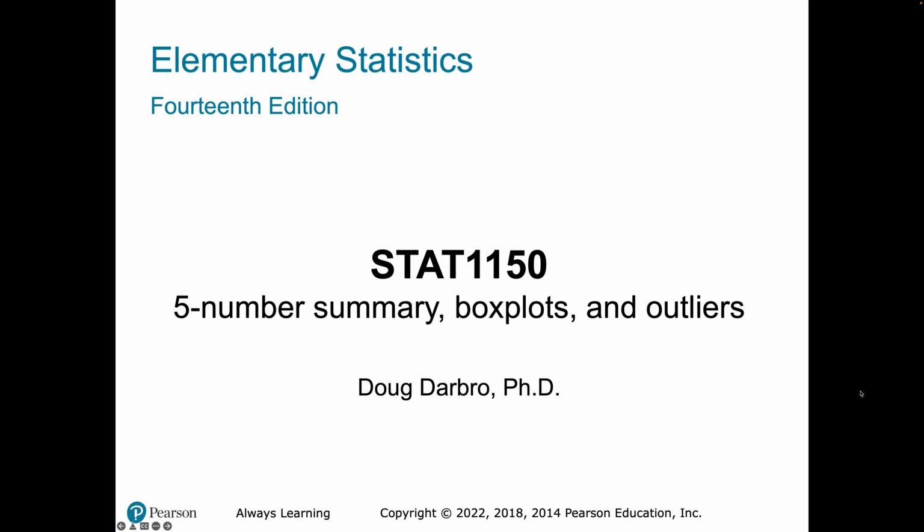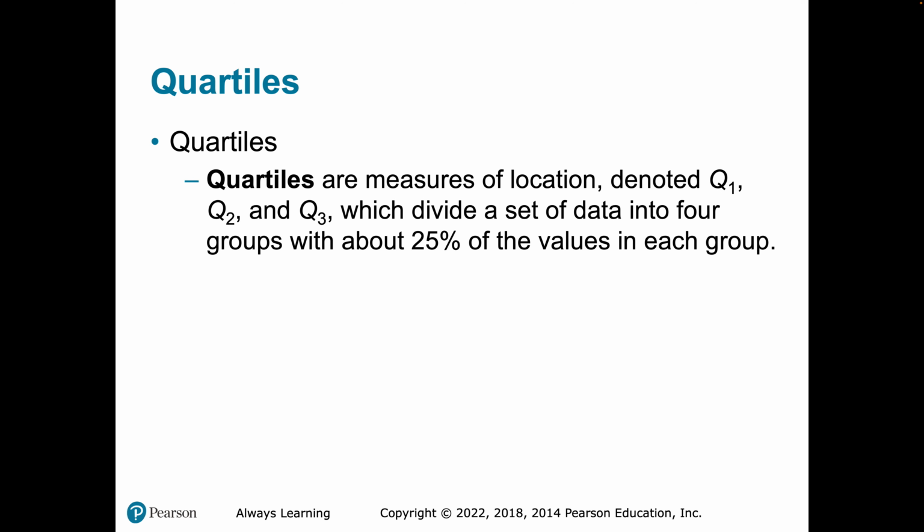STAT1150, 5-number summary, box plots, and outliers. A good place to follow up after numerical summaries, namely means and medians and standard deviations. But the focus now is going to turn to something we call the 5-number summary, which leads into a box plot, which leads naturally into a narrative about outliers. Again, what are outliers? I defined them in a previous video, but they are an unusually high or low observation. And one of the things I'll teach you in this video is how to find an outlier.